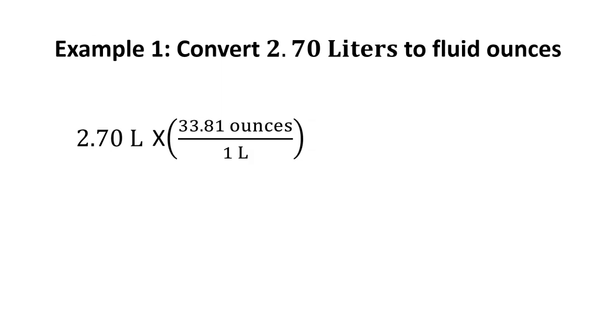It's either been supplied for you, you've looked it up on the internet, whatever the case may be. Now we set this up to look like a multiplication problem, and when we do that, we know that we have units that can cancel, right? So if our 2.70 liters times 33.81 ounces over 1 liter, our liters cancel, and we're left with ounces. So we do the math, we come up with 91.287 ounces, and we know that because the ounces are the one unit that's left after we do our conversion.